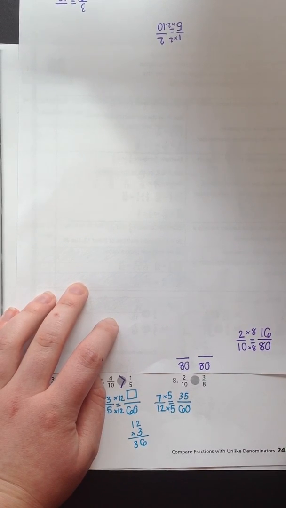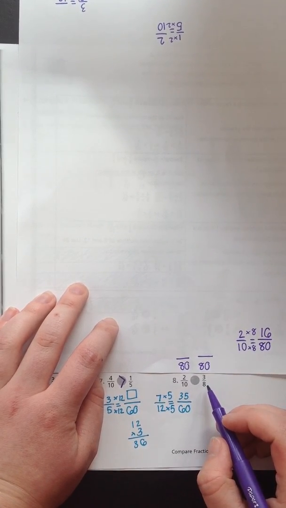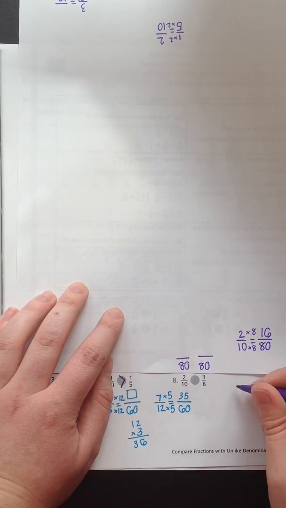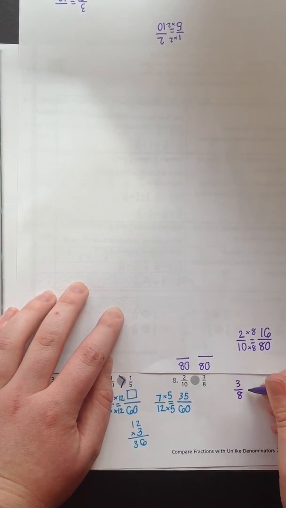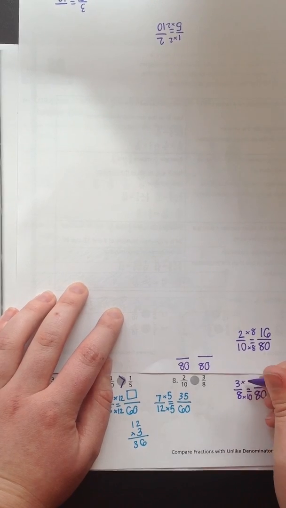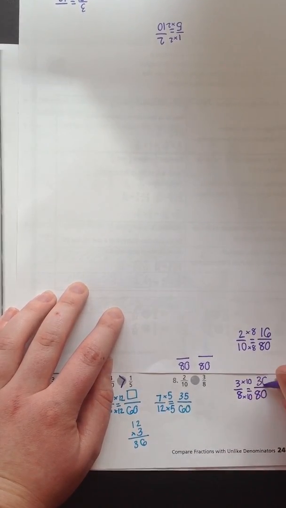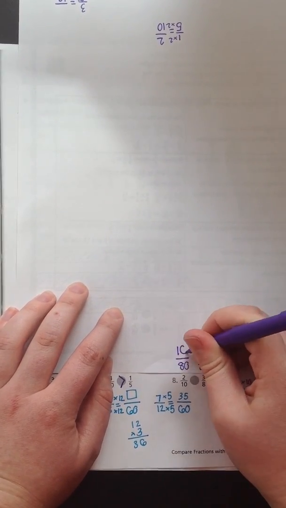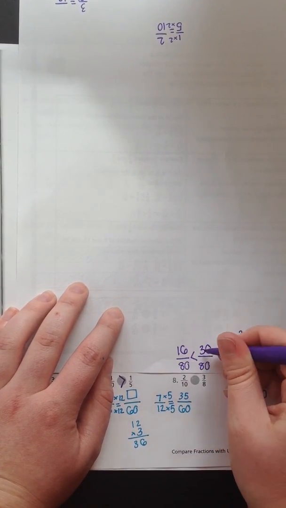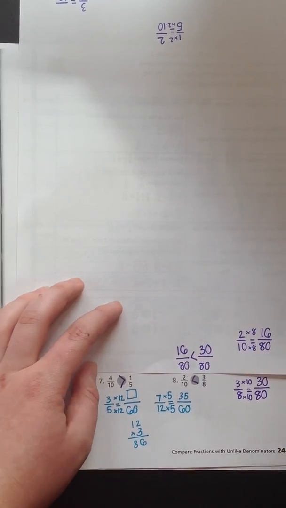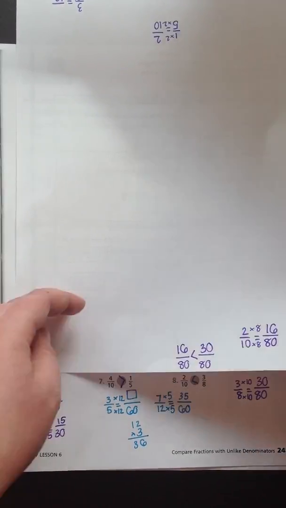80. Then for this one, I'm going to take my original fraction, which is 3/8, and I'm going to say, how do I make it equal something over 80? Well, I multiplied by 10. I multiply by 10 and get 30. So this one was 16 over 80, and this one's 30 over 80. So I know that 30 is greater than 16, so 3/8 is greater than 2/10.